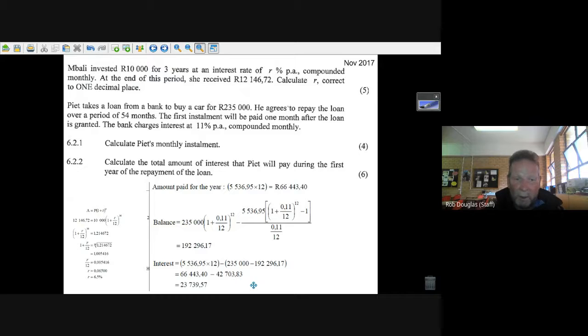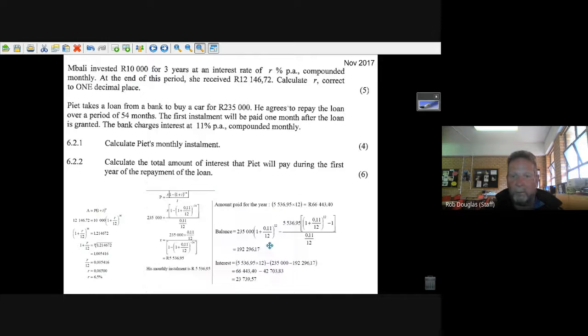Ooh, that's a lot. So how much interest did he pay? Well, there's the total amount of money he paid in, 66,443. And right here, if we take the loan value minus this, what he's managed to pay off, minus 42,000, that's exactly what he's paid there now. If we subtract those, the rest is interest. There are other ways of doing this with the present value formula, but this way kind of works. So hopefully it makes sense. I hope it makes sense.